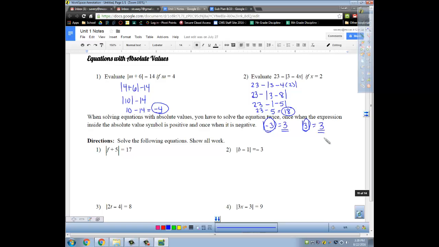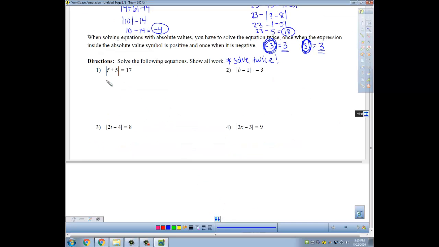With that in mind, that tells me that for all these equations I'm going to solve twice. I'm going to solve it once when it's normal, just positive, and then I'm going to solve it again if it were negative. So that comes from once positive, once negative. So if I look at number 1, I'm first going to solve it completely normal. F plus 5 equals 17. So to solve this, I would subtract 5 from both sides to get F equals 12.